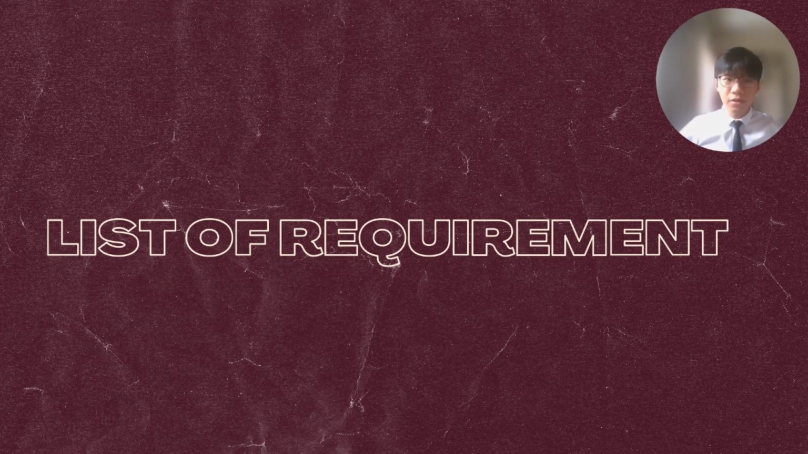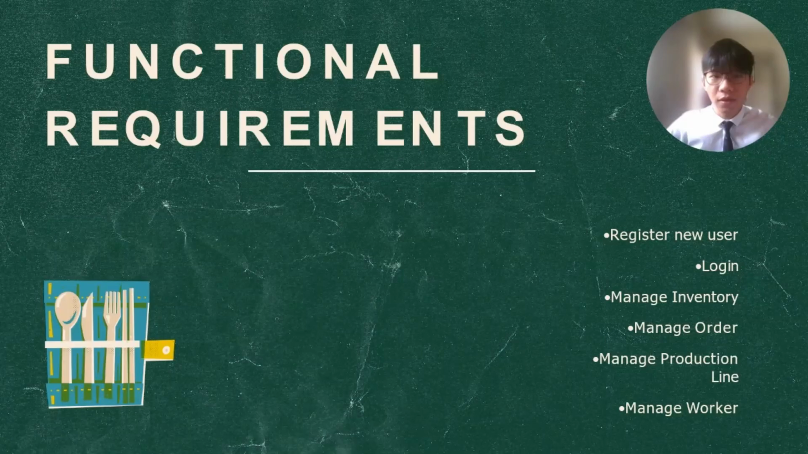Hi everyone, I'm KUAN. I'm going to introduce the list of requirements for the production management system. The list of requirements is divided into two categories, which are functionality and non-functionality. Firstly, for the functionality, we have the register new user requirement, which lets the production manager have an account for the purpose of accessing the production management system.